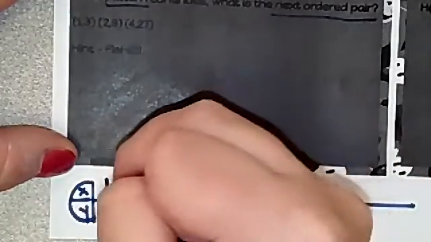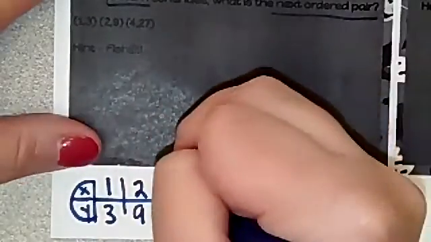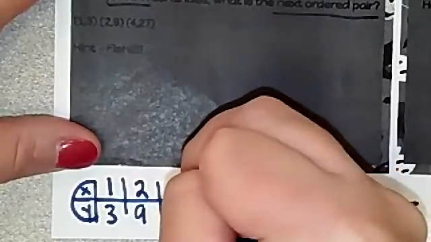I'm going to do it X. I'm going to do it Y. The first coordinate pair is 1, 3. The next coordinate pair is 2, 9. The next coordinate pair is 4, 27.